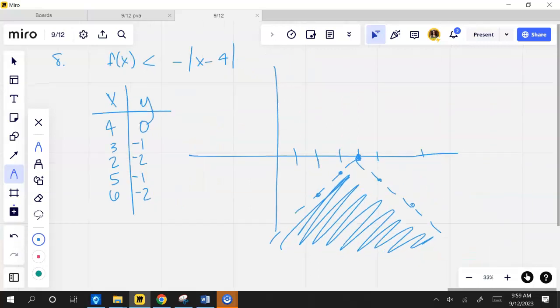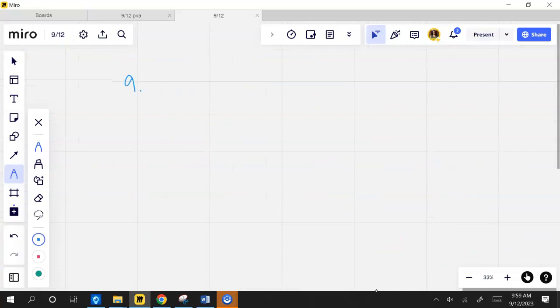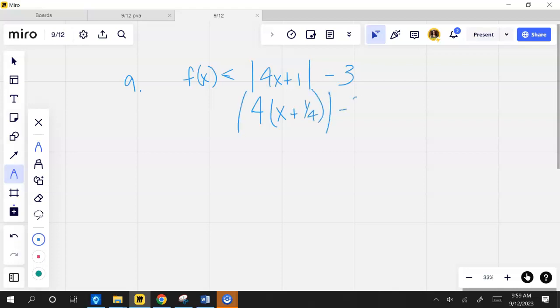9's probably the hardest one on there. -1/4, -3. So I do have to take something out here, and because the 1's not divisible, I have to just write it as a fraction. And remember, I'm only doing this when I find the vertex. Past there, I don't even have to worry about it anymore. So the vertex here is -1/4, -3.